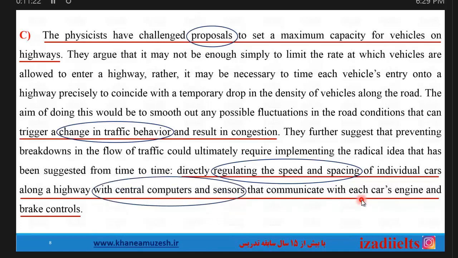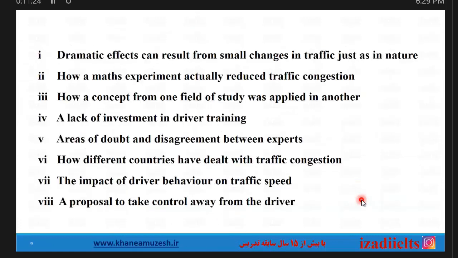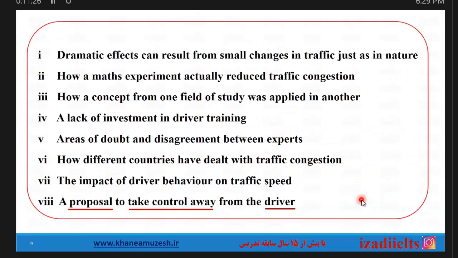So what is the answer? The last one. Yes.